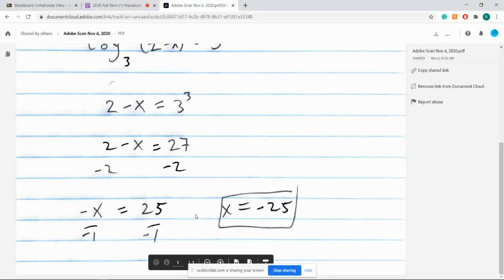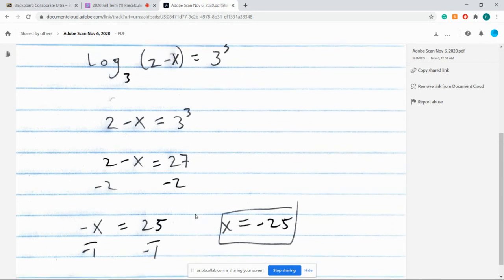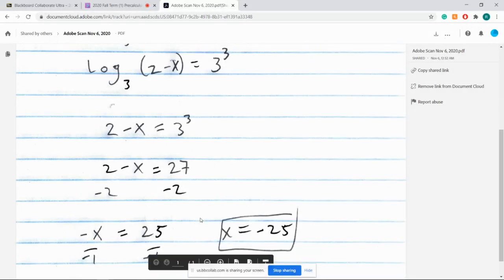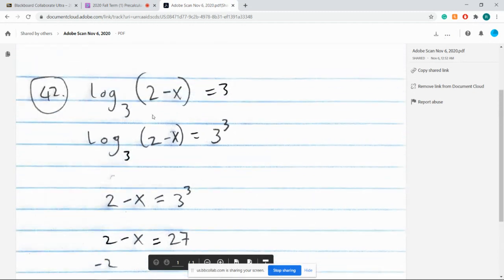Okay, is this a solution? We put it back into the equation. Log can't be negative, but 2 minus negative 25 becomes 2 plus 25, so it is a solution. That is okay. I want to talk about the second line, maybe. Second line? Go up a little bit. No, the first line. Right, this line.